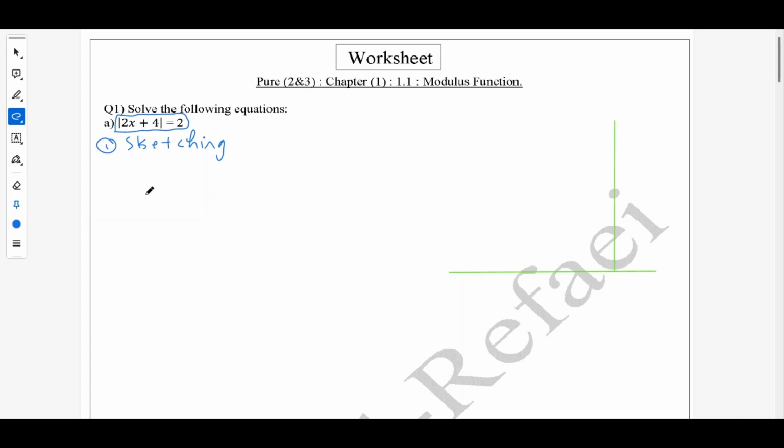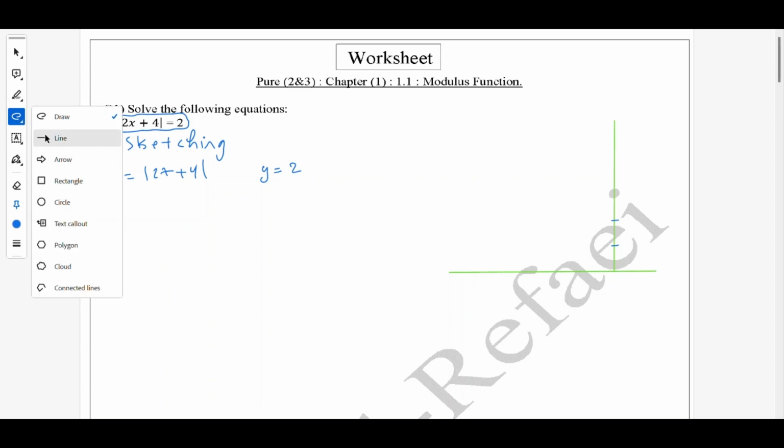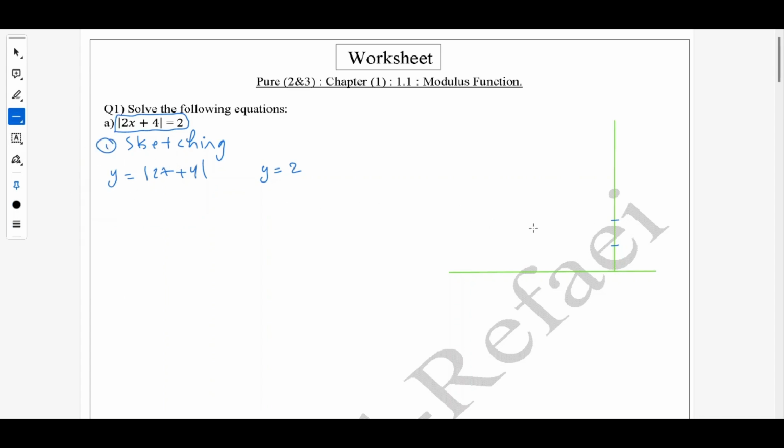Sketching. This equation consists of two parts. The left part, y equals modulus 2x plus 4, and the right part, y equals 2. I'm going to sketch these two equations on the same xy axis. So I'm going to sketch y equals 2 first because it's easier. It will be a horizontal line, cutting the y-axis at y equals 2. This is y equals 2.